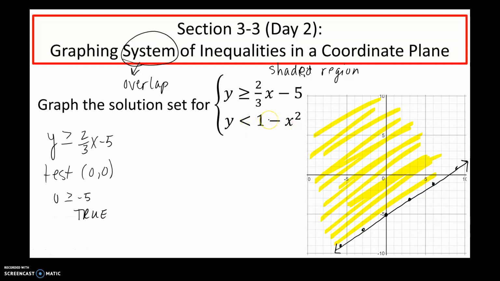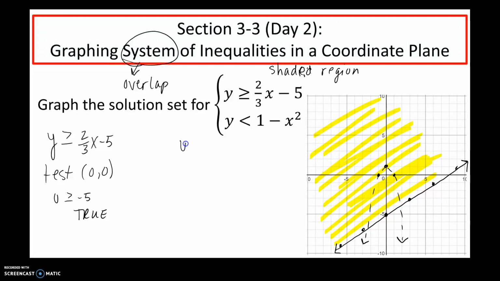Now when I graph my quadratic, it's a downward facing parabola. A is equal to -1. It has a vertex of 1, and it has y-intercepts of 1 and -1. It is dotted because it's not equal to. So there's my parabola. Now, another difference between inequalities and a system of equations when they're equal to each other, equalities have 1, 2, or 0 points of intersection. So we're looking for where these regions overlap each other.